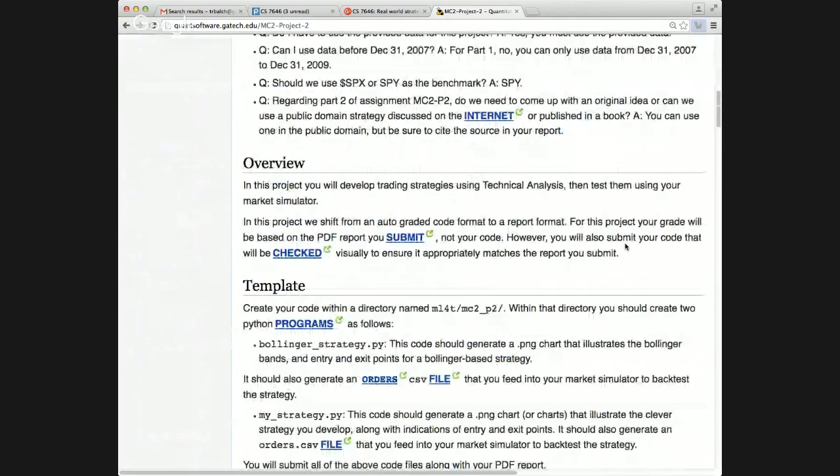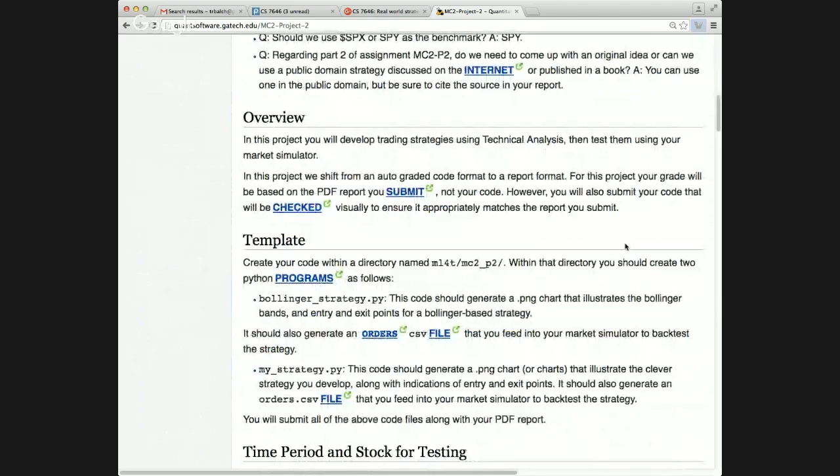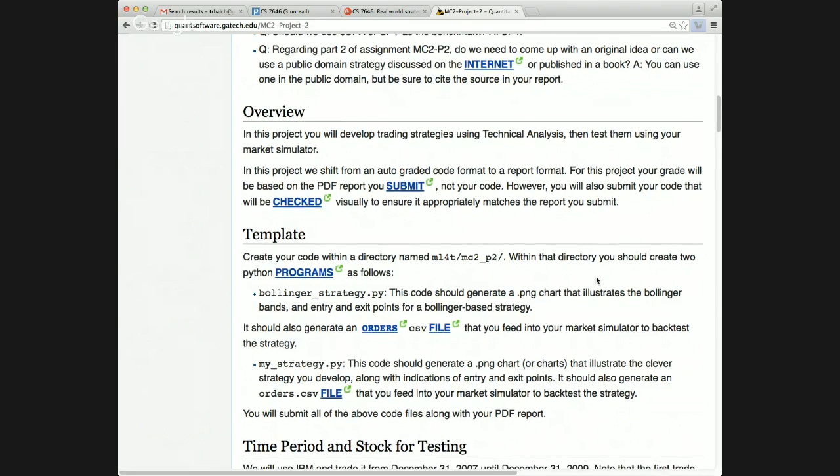Okay, so for this project, you're to build a strategy based on Bollinger Bands, and you start by just building the straight strategy as it's described on the wiki, and then I want you to create your own strategy. You can riff on Bollinger Bands if you like, or you can create something completely different.